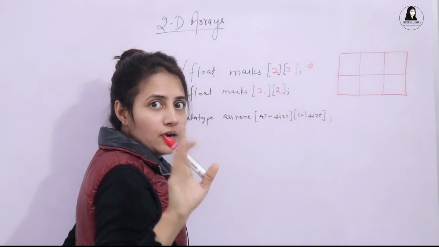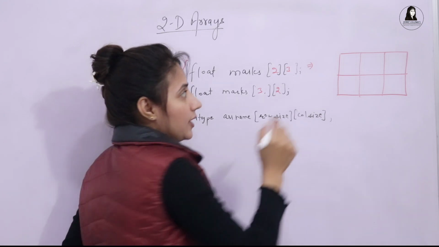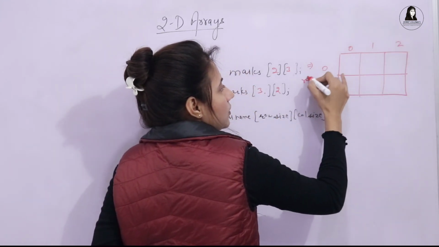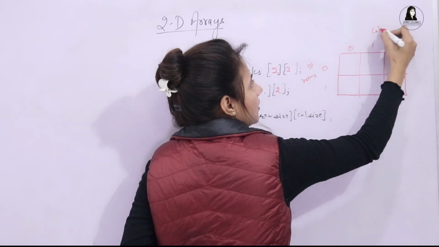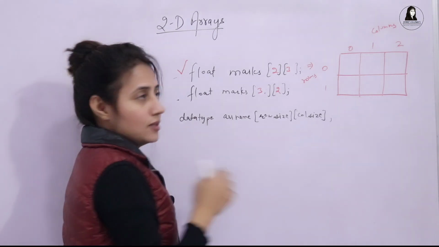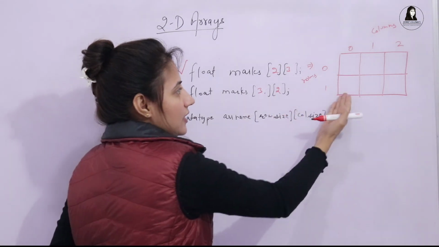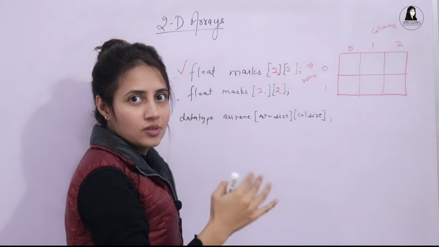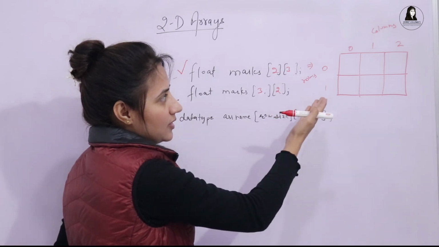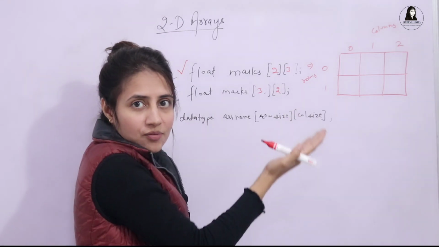And index would start from 0, array index starts from 0, right? So 0, 1, and 0, 1, 2. These are rows and these are columns, something like this, right? This is how we see it. So we can say 2D arrays, we can also see in a matrix form or tabular form, right? It's nothing but a table, or we can say it's like a matrix also.